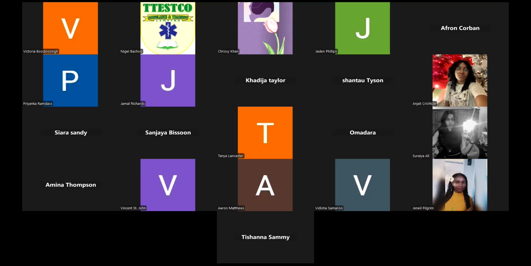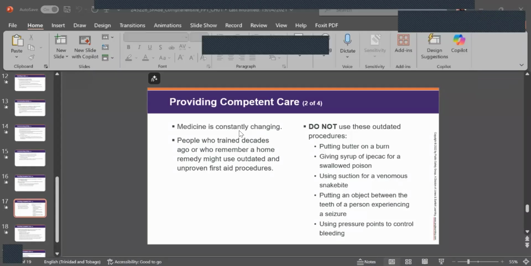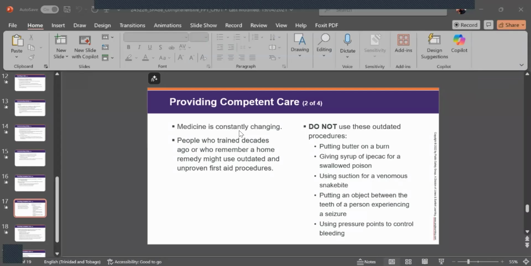So let's go back to share the PowerPoint here. Putting an object between the teeth of a person experiencing a seizure, putting a spoon in the mouth, restraining them, all these are things we don't practice anymore. Whatever guidelines were developed here have been through research and analysis of data to come up with the treatment or measures that provide the best benefit for the patient. But we also balance patient recovery and benefit against rescuer well-being. Whatever the rescuer does for the patient should not result in the rescuer suffering any negative effects.